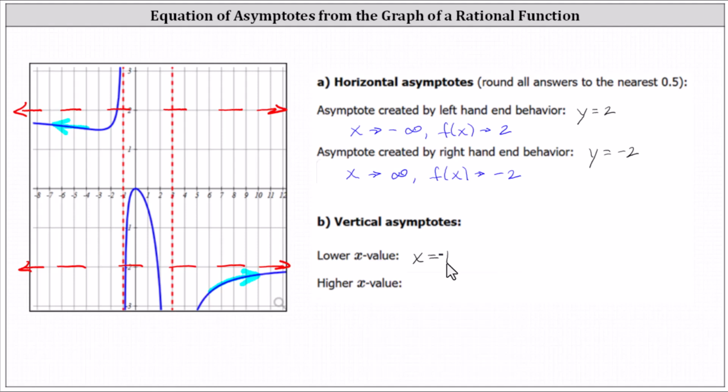The vertical asymptote on the right intersects the x-axis at 3. Every point on this vertical line has an x-coordinate of 3. The equation of the vertical asymptote is x equals 3. This is the equation of the vertical asymptote for the higher x value.